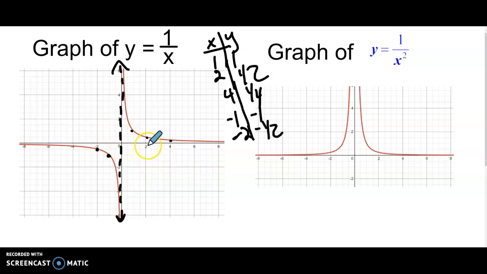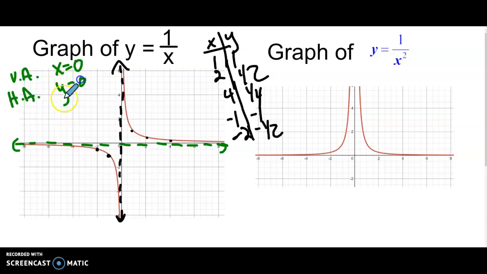Everybody all right? So this is our parent graph. We actually have a horizontal asymptote at y equals 0. Vertical asymptote is x equals 0. That's this vertical line. Horizontal asymptote is y equals 0. It's a horizontal line. Okay?